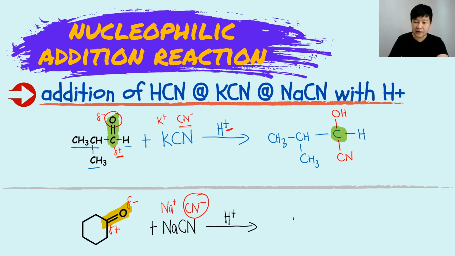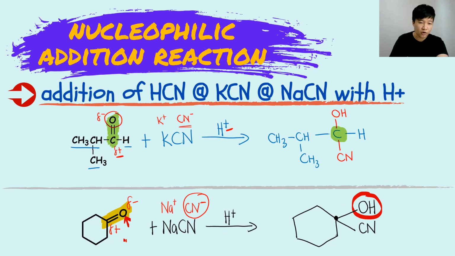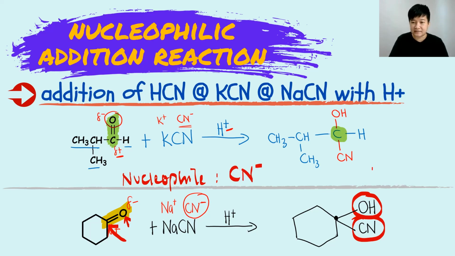Most important thing right now, the group that doesn't change shall remain unchanged. Only the carbon holding the double bond O will become single bond OH, and the carbon will have a new friend, which is your CN-. So the change is your double bond O will become single bond OH, and your partially positive carbon will hold a new friend CN. Alright? And who is the nucleophile for both of these examples? The nucleophile is CN-. Alright? Simple.